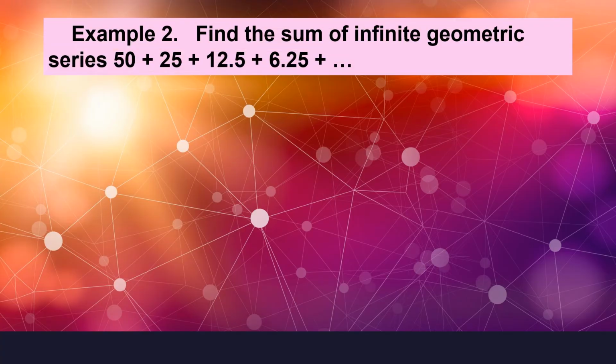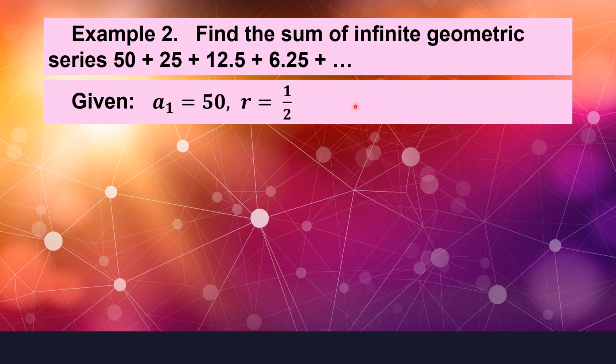Example number 2. Find the sum of the infinite geometric series 50 plus 25 plus 12.5 plus 6.25 plus and so on. So the given are, our first term, or A sub 1, is 50. Our common ratio, or R, is equal to 1/2.